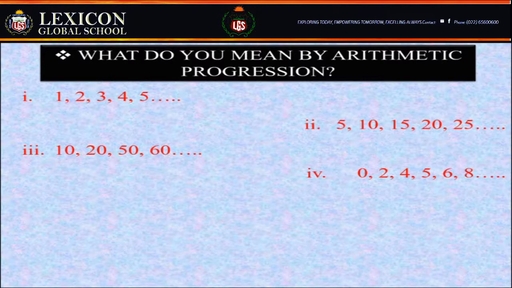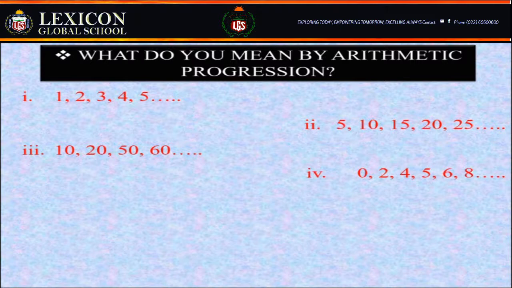Let us consider one more example. 5, 10, 15, 20, 25. Now, what are we doing here? Yes, we are adding 5 to each of the terms to get the next term. That means we added 5 plus 5 to get 10, 10 plus 5 to get 15, 15 plus 5 to get 20, and 20 plus 5 to get 25.